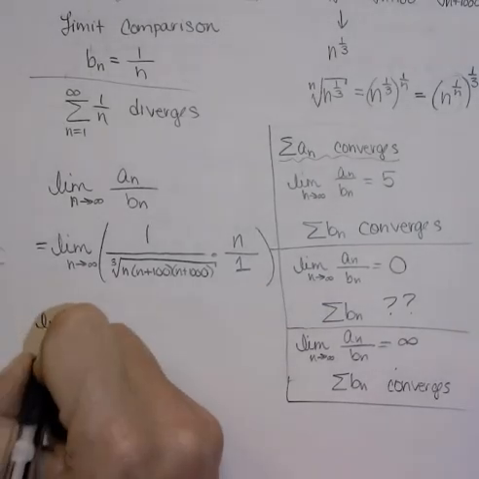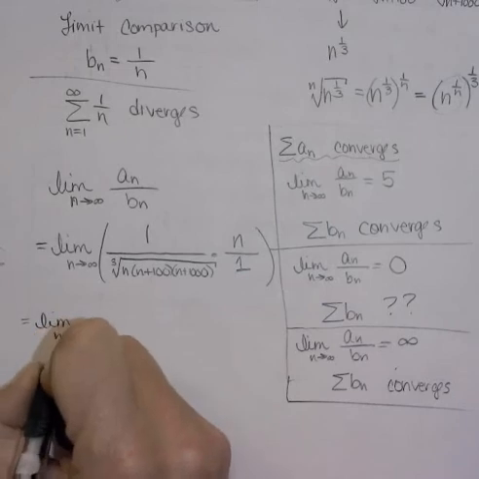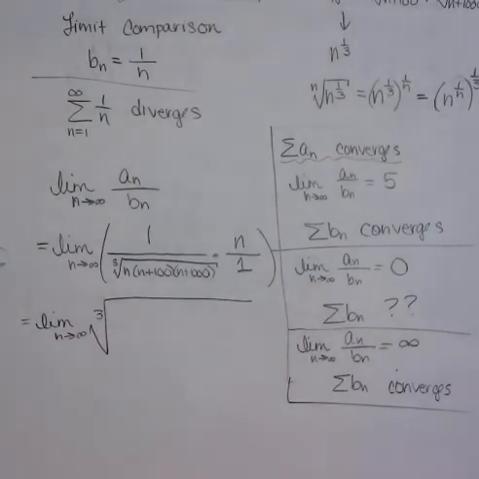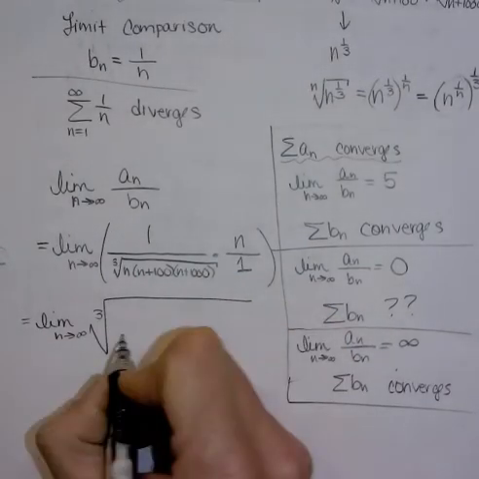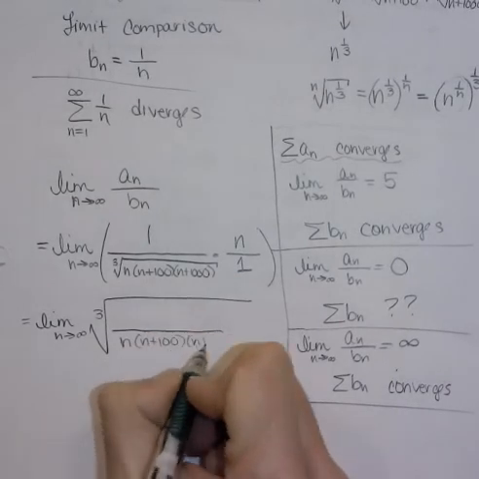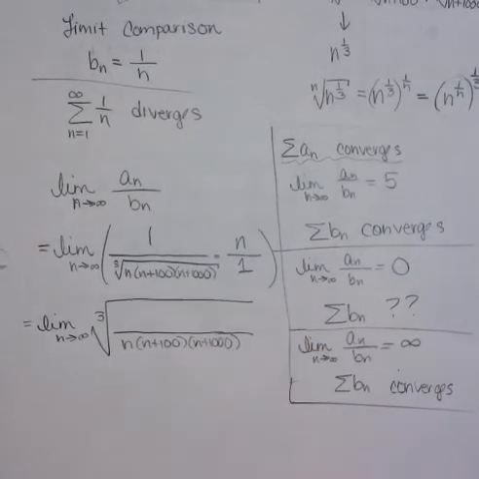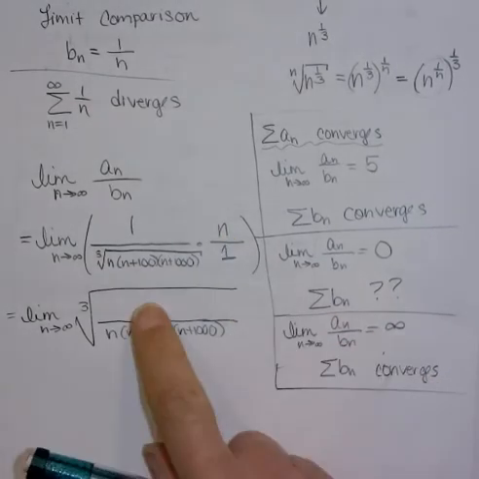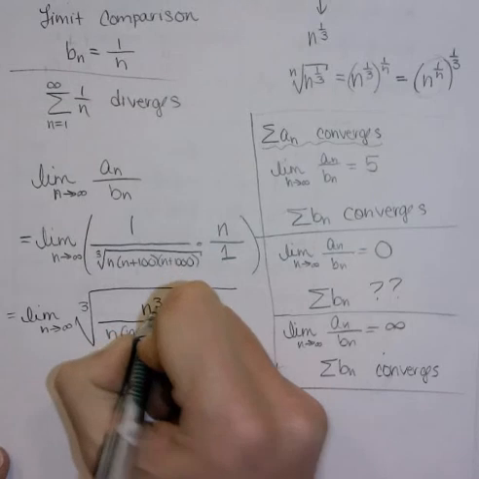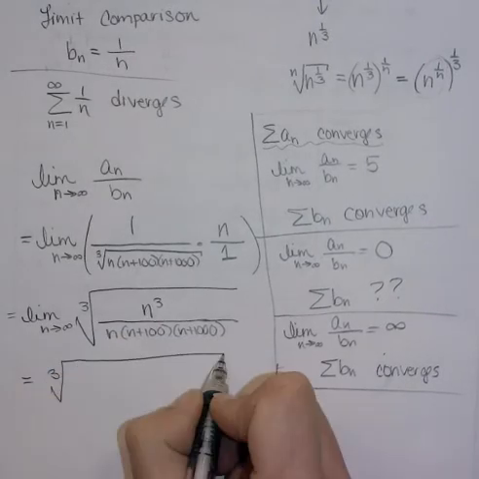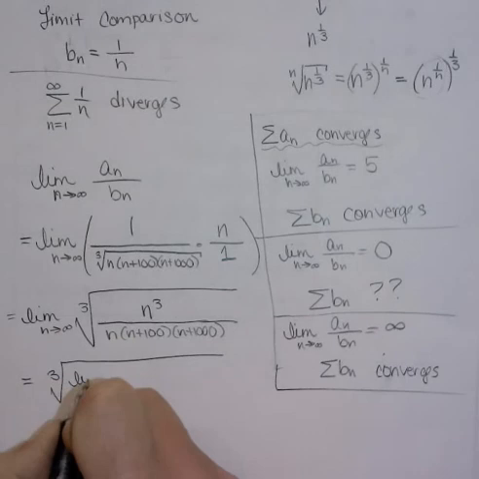And then since the cube root is a continuous function, I could take the limit inside the cube root. So the denominator is fine: n plus 100, n plus 1,000. Now, if I want this to be under the cube root as well, it has to be n cubed. So now I can take the limit under the cube root, and now we have polynomials, which are easy to take derivatives of or apply L'Hopital's.